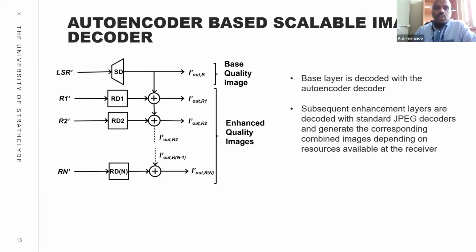So this is the corresponding decoder. We have the autoencoder decoder at the receiver. We take the latent vector and generate the base layer here, and then subsequently we decode the residual signals and add them accordingly to generate the next level of decoded information. One key thing here is that we have used JPEG encoders and decoders to encode and decode these residual signals, whereas for the base layer generation, we use the trained autoencoder for encoding and decoding the base layer.